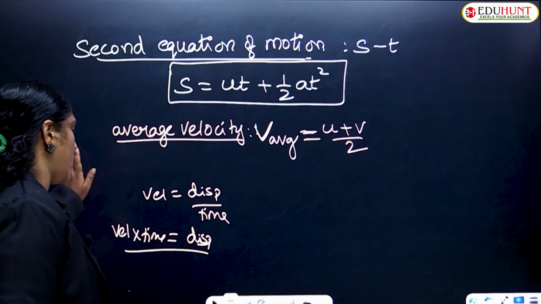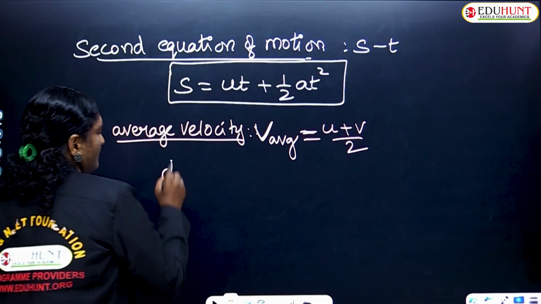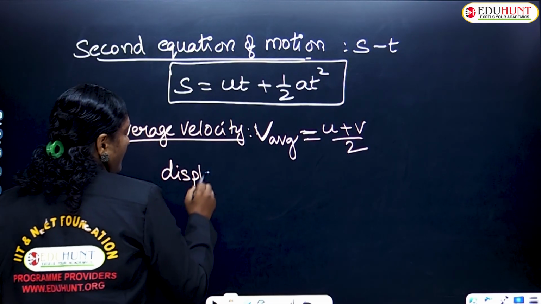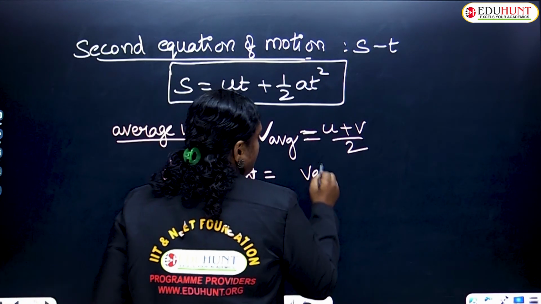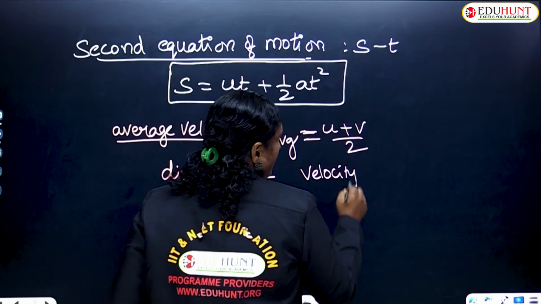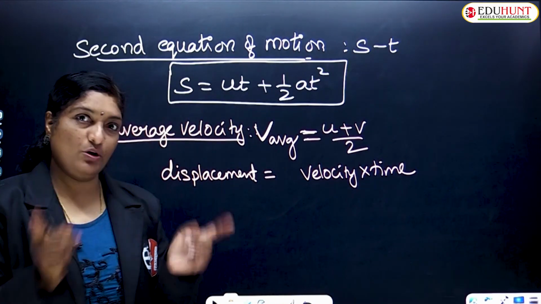Displacement can be written as velocity into time. So let me write it. Displacement is equal to velocity into time. But here this body is moving with two different velocities.